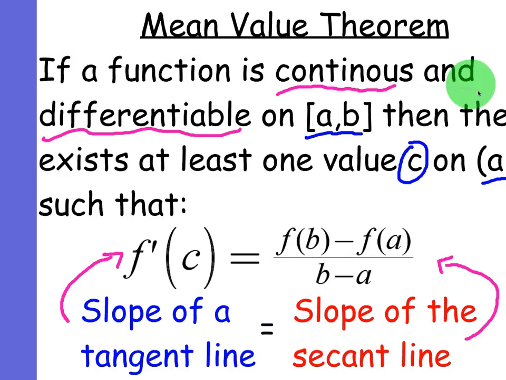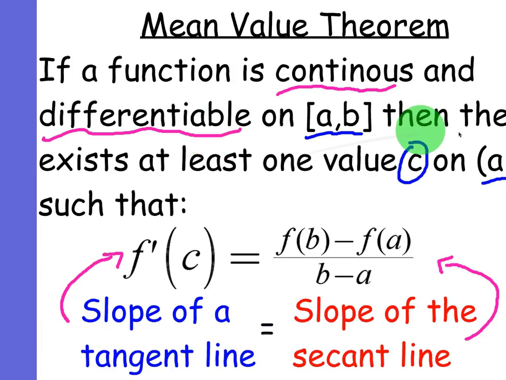Mean value theorem: if a function is continuous and differentiable, this is important. When we talked about intermediate value theorem and extreme value theorem, we didn't care whether or not it was differentiable, but now we do. Okay, it's also on a closed interval [a, b], just like the other ones. Then there exists at least one value c on [a, b] such that the slope of the tangent line, f'(c), is equal to (f(b) minus f(a)) over (b minus a), the slope of the secant line. As long as it's continuous and differentiable, then we can find a tangent line whose slope is equal to the slope of the secant line and vice versa, but only if it's continuous and differentiable.